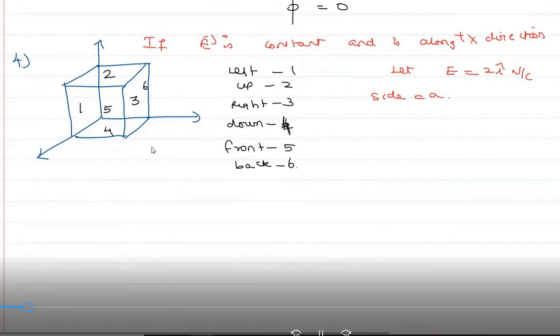For each face, first step, what did I say? You have to find the area vector. For face 1, remember it is a closed surface, so only the outward area vector is possible, correct? So where will the area vector be? It will be along the negative x-axis, this way. For face 2, it will be along the positive y-axis. For 3, it is the positive x-axis. For 4, it is the negative y-axis. 5, it will be the positive z-axis. 6, it will be the negative z-axis. Just draw the area vector. Is that clear?